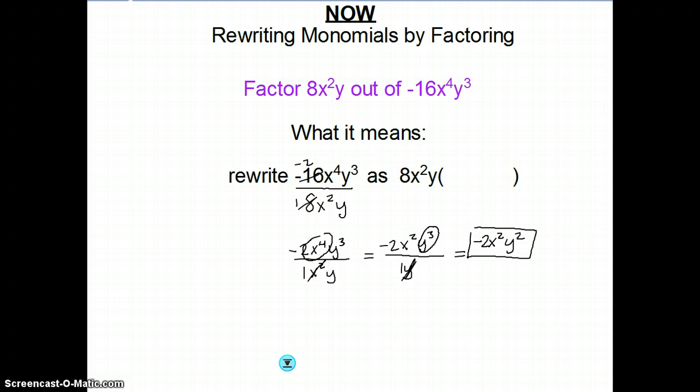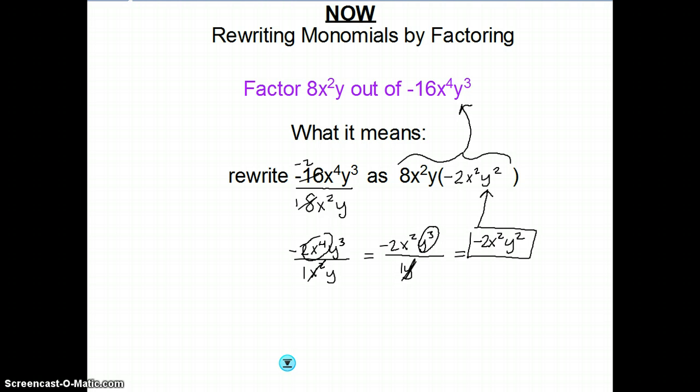So what we just found is that if we factor 8x squared y out of our negative 16x to the 4th y to the 3rd, we will get negative 2x squared y squared. Or if you multiply 8x squared y by negative 2x squared y squared, if you multiply those two together, then this will give you your original term of negative 16 x to the 4th y to the 3rd.